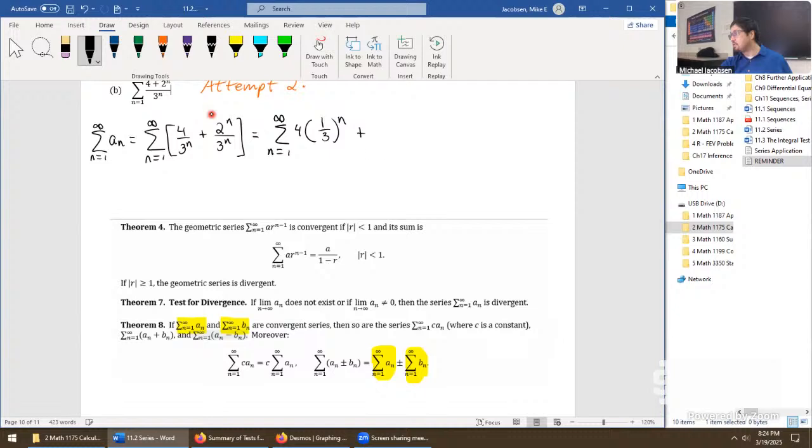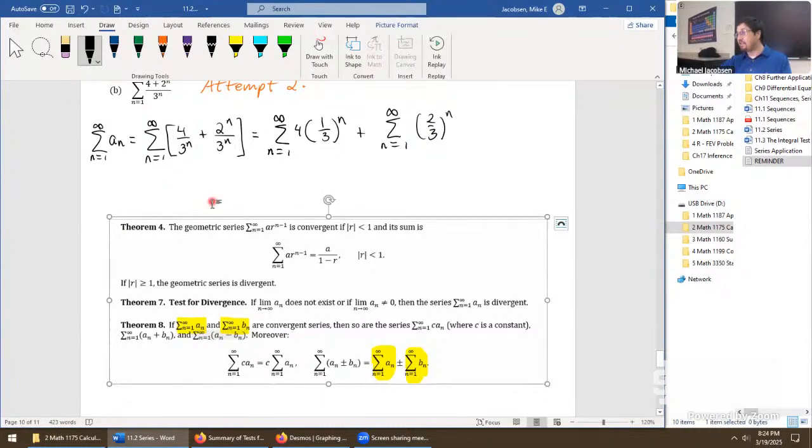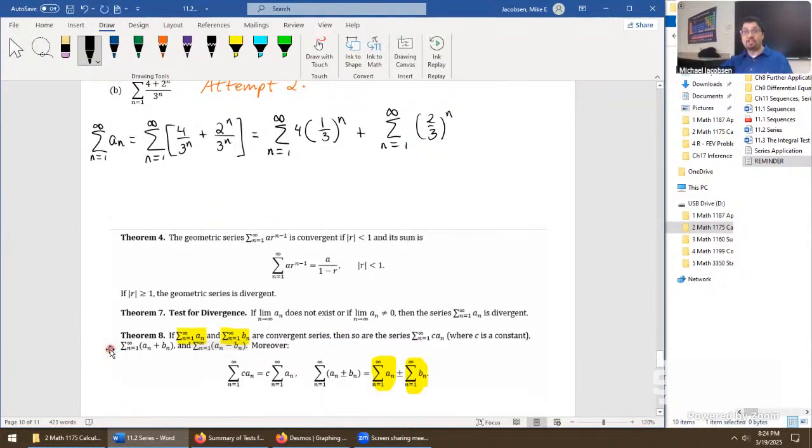And then plus the summation from 1 to infinity of (2/3)^n. Again, they look like they're both convergent, so theorem 8 really does apply. We're going to show that, though. We're going to prove that it converges through the geometric series. If you use theorem 8, you don't have to state it. It'll just be clear that you did because of what happened in the algebra.